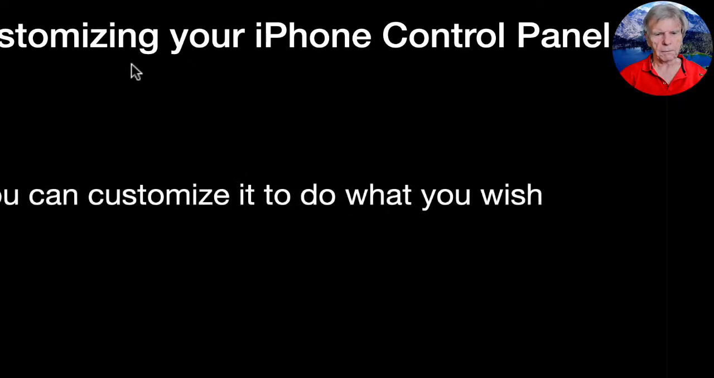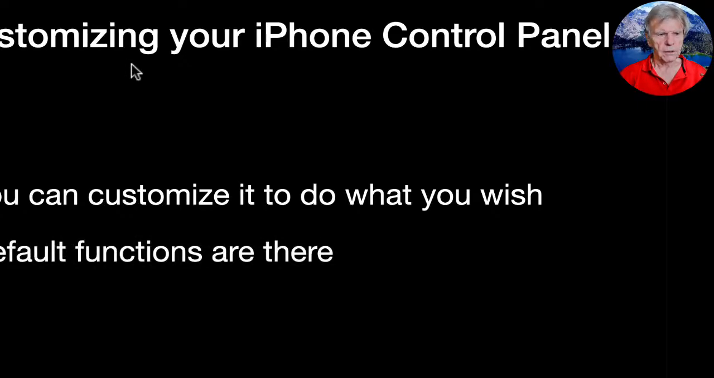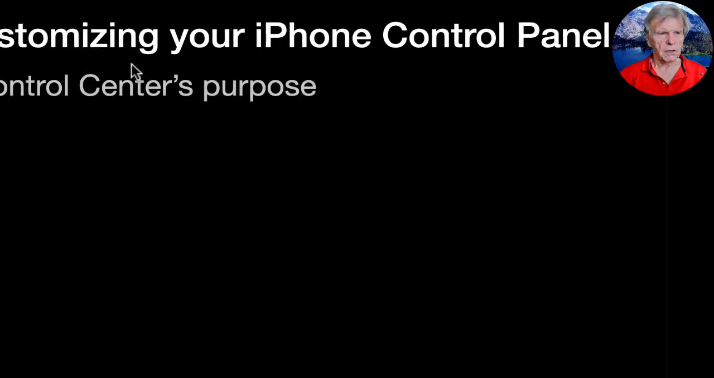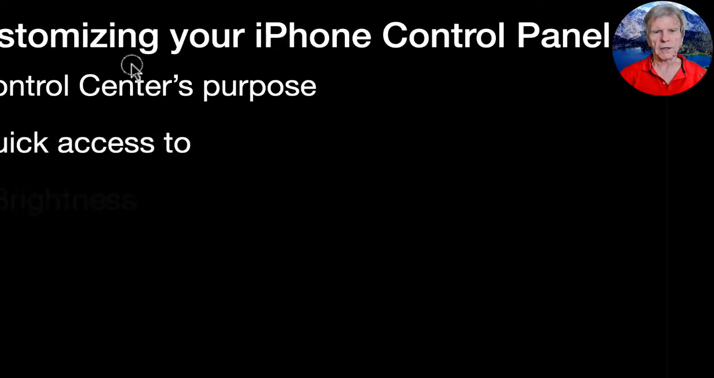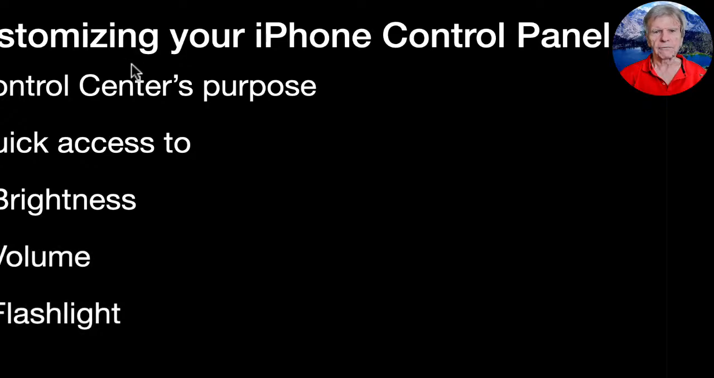Well, the iPhone control panel can be customized to make it work the way that you want it to. It comes with default functions, but you can change that, and that's what we're going to learn about today. The Control Center's purpose is to give you quick access to things like brightness, volume, flashlight, and Wi-Fi and other connectivity purposes.